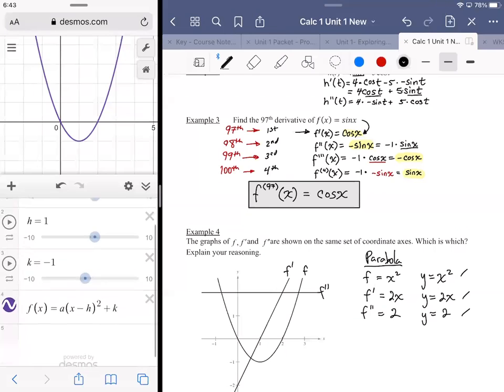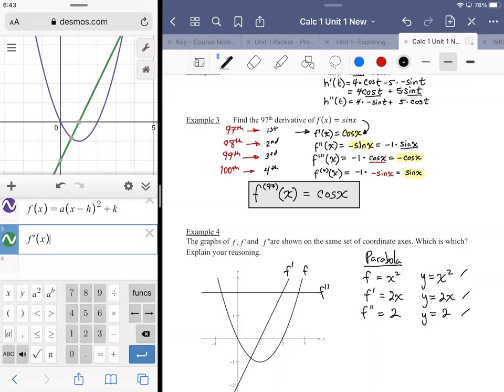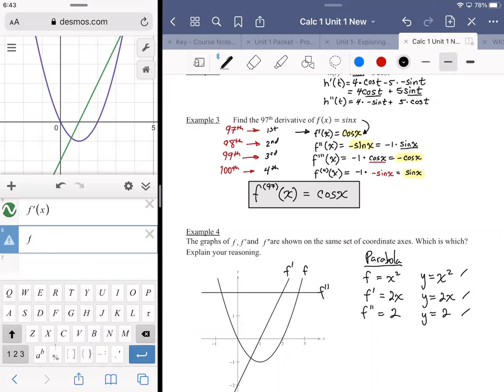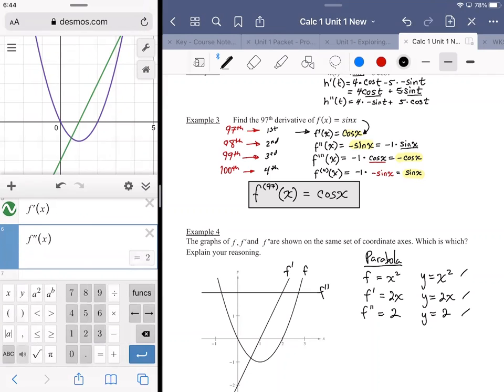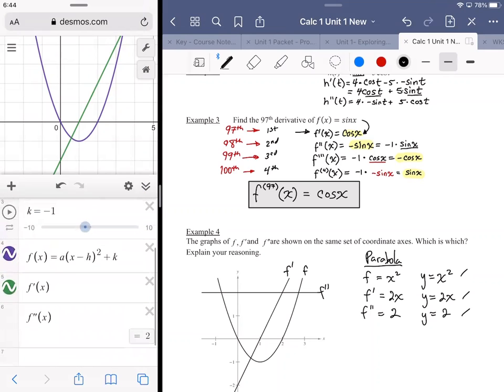Yeah, and then from there, Desmos can handle graphing derivatives, so I would say f prime of x, you will graph that for me, f double prime of x. Now, the f double prime of x, that's kind of a weird one, not because Desmos can't handle it, but when it's a constant function, Desmos thinks that you're just looking for a numerical answer. It doesn't think you're looking for a variable answer. So here it just reports the 2. And so you'd have to know that that represents a constant function.